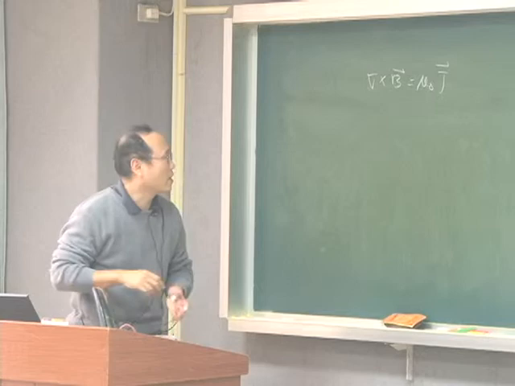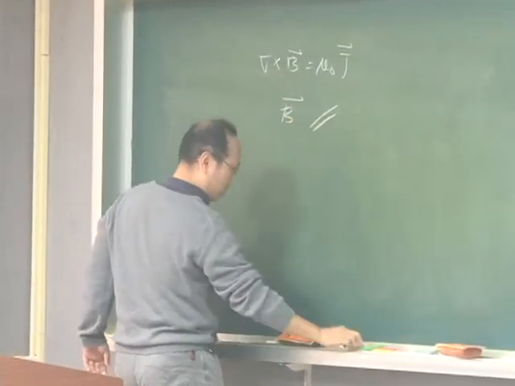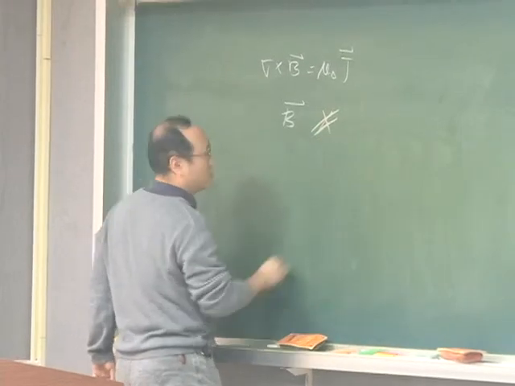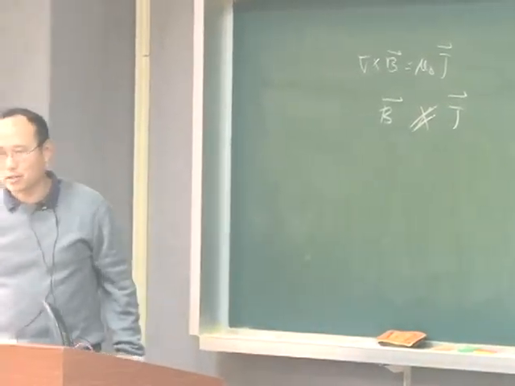And this B is definitely not parallel to J. And this makes your calculation sort of tedious and a little bit complicated when you try to determine the directions for B and J. Okay, so let's think about a way to fix this problem.